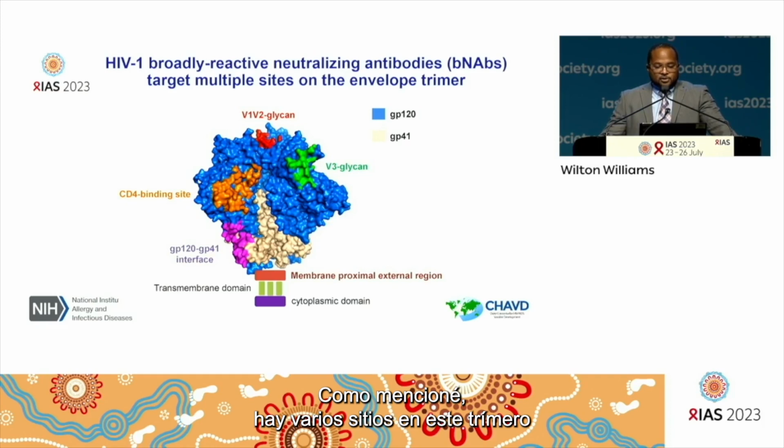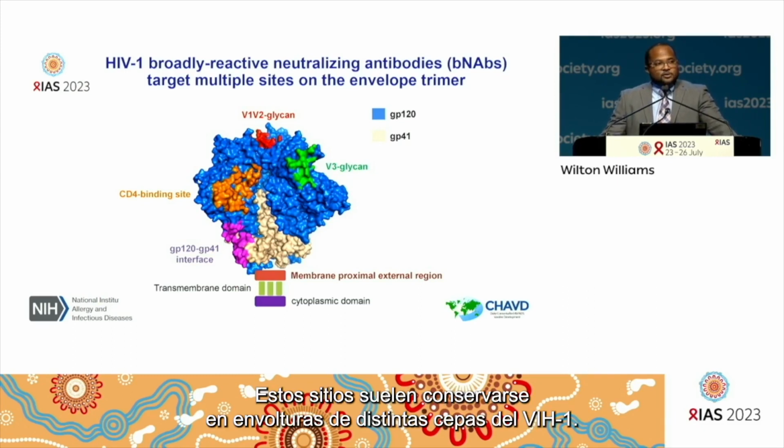So as I mentioned, there are multiple sites on this trimer that are targeted by bNAbs, and they're shown here in different colors. For example, in purple, connecting gp120 and gp41 is the gp120-gp41 interface. Orange is showing you the CD4 binding site. At the top in red is the V1V2 glycan site. And green on the right is the V3 glycan, and the dark red in the gp41 portion of the trimer is representing the membrane proximal external region, or MPER for short.